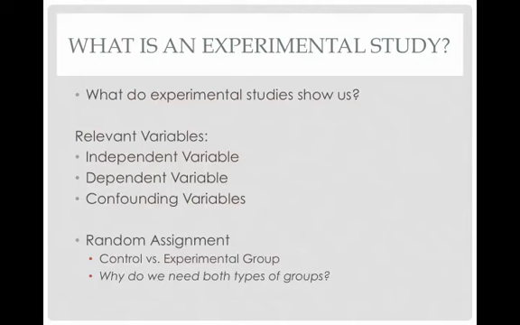So another way of thinking about the control group is, if there's a placebo being used, that control group would be the one receiving the placebo. Why do we need both types of groups? Well, the control group really serves as a basis or a baseline for understanding the experimental group results.